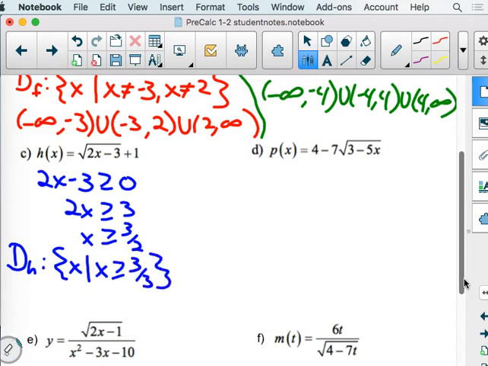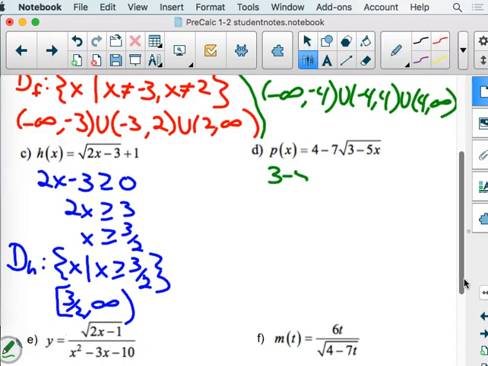x is defined as x is greater than or equal to 3 halves. And the interval notation, pretty nice too. Square brackets, 3 halves, on forever. That wouldn't be too bad. So D must not be too bad, because it's the same kind of thing.